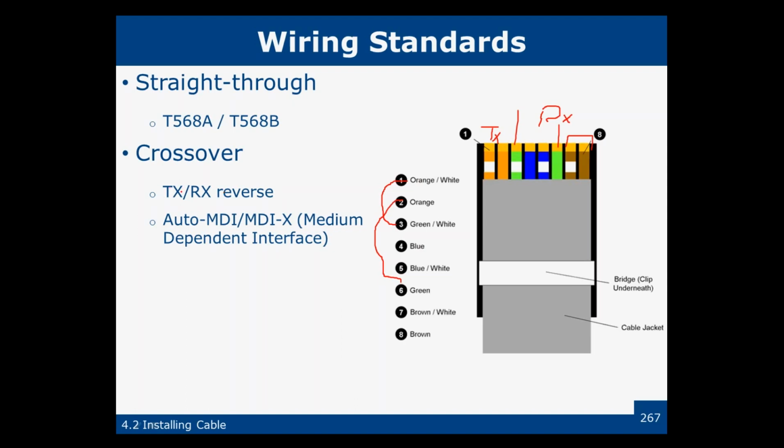Is a crossover. We reverse the transmits and receives, so when we go like to like, the transmits go to the receives, which makes it a lot easier to get the information from one place to the other. Many of the cables now are auto MDI or MDIX, medium dependent interface, which means they'll automatically detect whether you need a crossover cable or not, so you can use a straight through for much of what you do.